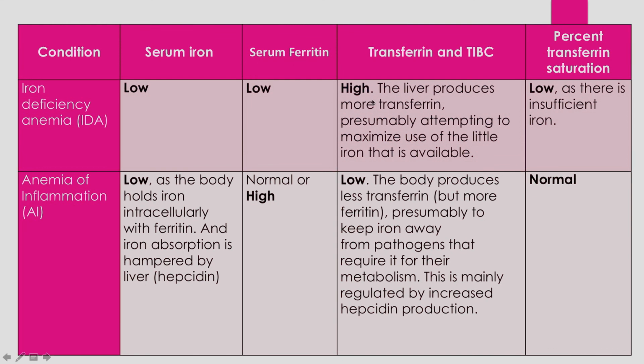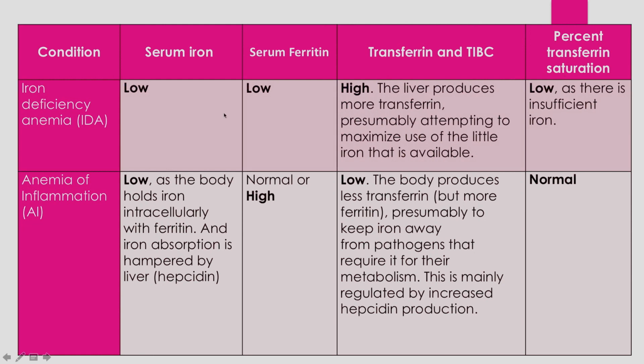But the transferrin proteins, which are measured by the TIBC levels, will be high, because the liver starts producing more transferrin to maximize the transportation of iron to the erythroid precursor cells, for example in the bone marrow. So the TIBC levels will be high in iron deficiency anemia. But the transferrin saturation, the saturation of transferrin protein with iron, will be low because there is no iron.